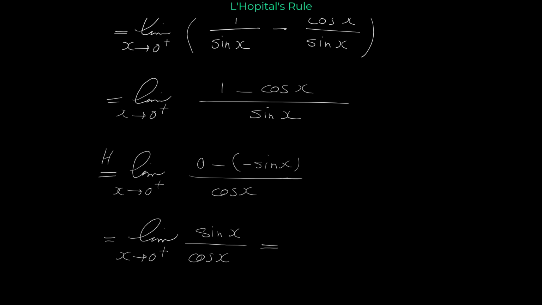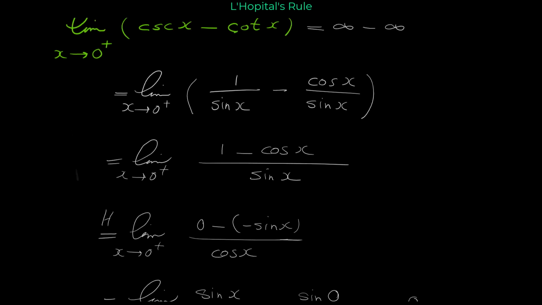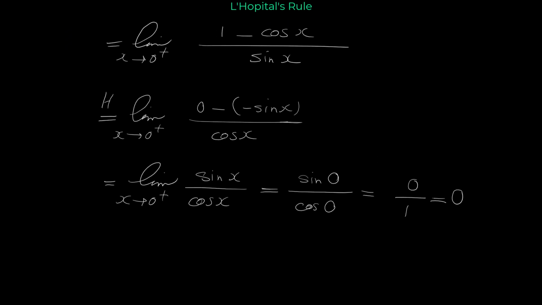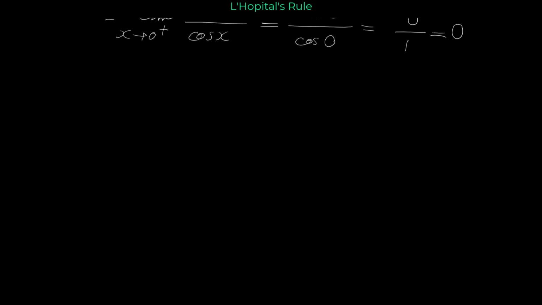Now if you substitute 0, you have sine 0 over cosine 0. Sine of 0 is 0, cosine of 0 is 1, and it equals 0. So the limit of cosecant x minus cotangent x as x approaches 0 from the right is 0.